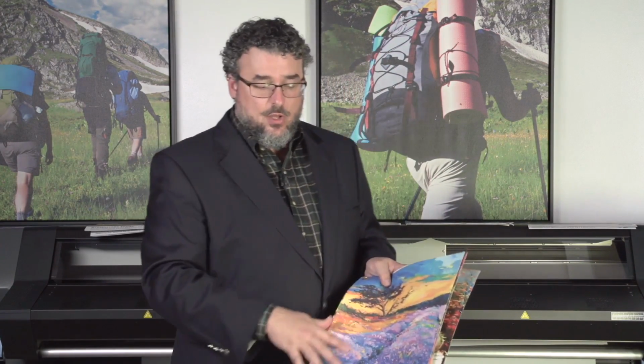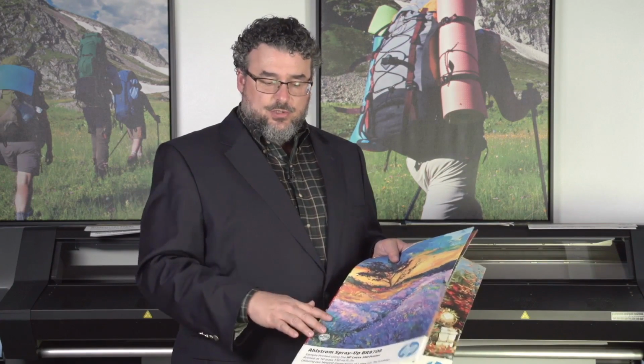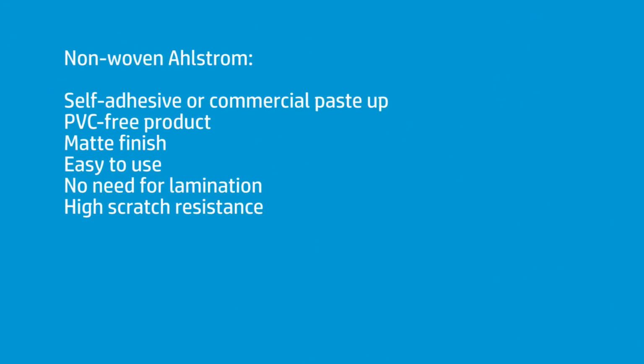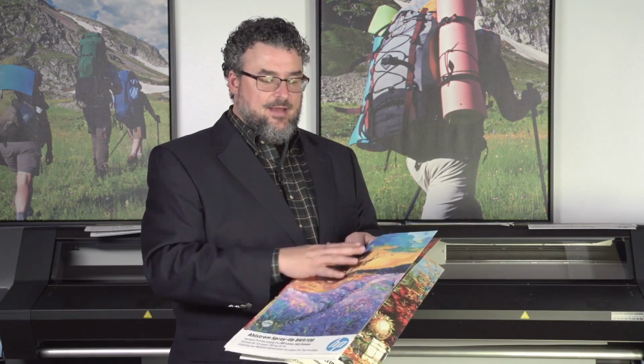Then you have stuff like this Ahlstrom. The Ahlstrom is a non-woven. Ahlstrom is a company out of Europe, and in this case, this is a spray-up. This actually has its own adhesive on the back. This you get wet, you put it on the wall, and it sticks right down. If you want to remove it, you get it nice and wet again, it comes back off. This is much more along the DIY kind of project. They have a lot of different textures. It's very cool stuff.